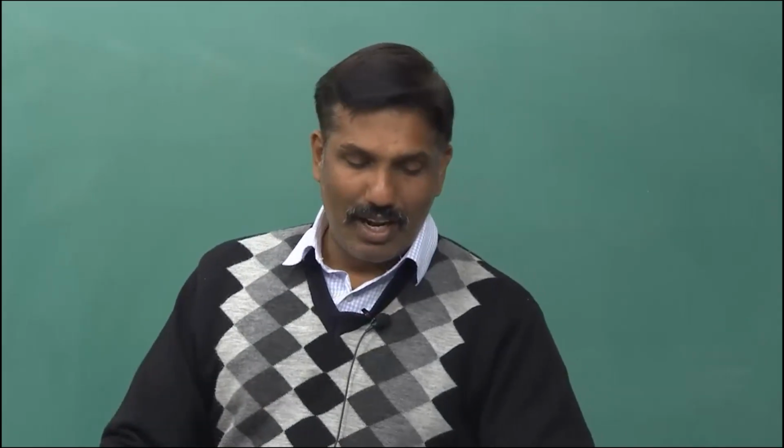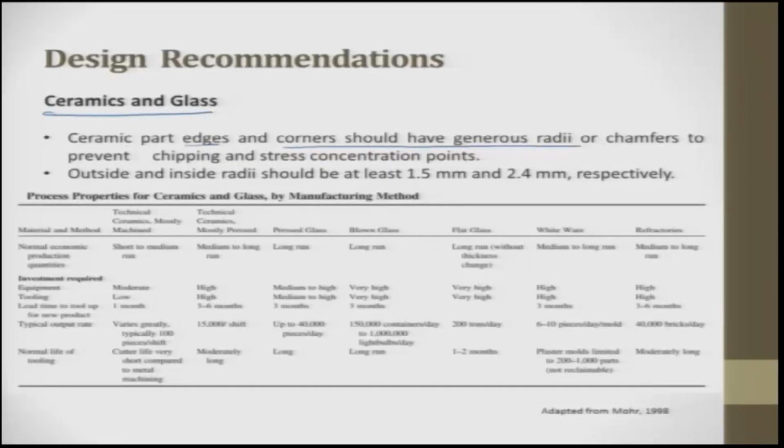So, generally in ceramics we always try to say please be generous in giving the radius around. That is why if you see many components, they will always be made circular, or chamfered, to prevent chipping and stress concentration points. The outside and the inside radius should be at least 1.5 millimeter and 2.4 millimeter respectively.